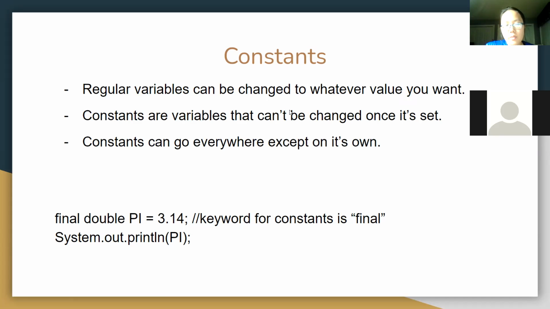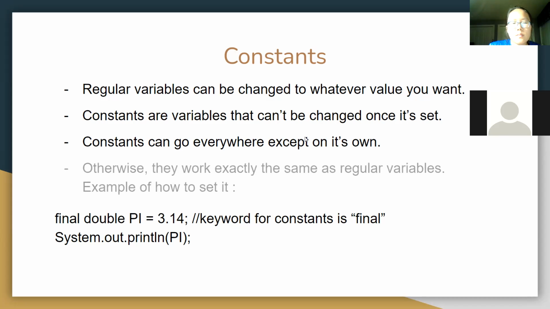Constants can go everywhere except on their own. Essentially, you can put one in a class, in an abstract class, in a generic class, in a static method, or just in the main method. So that all works. It's just that you cannot put it outside of a class. Otherwise they work exactly the same as regular variables. The main thing is just that it cannot be changed once it's first created.